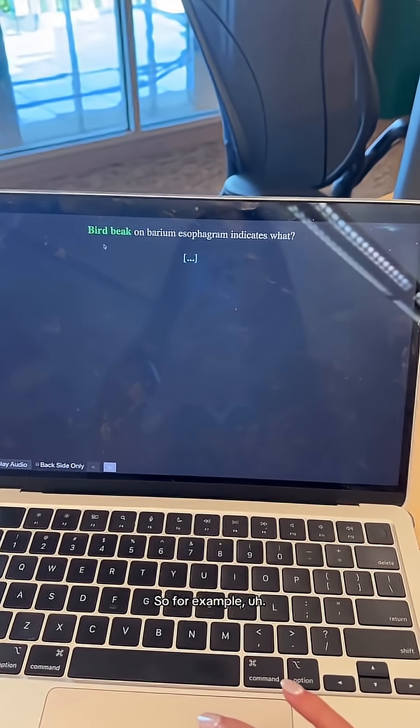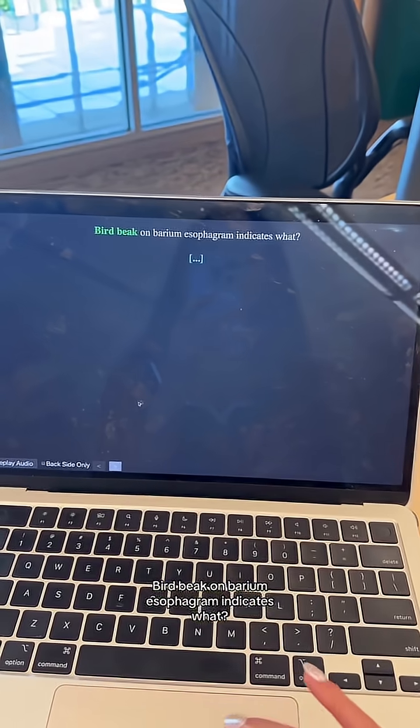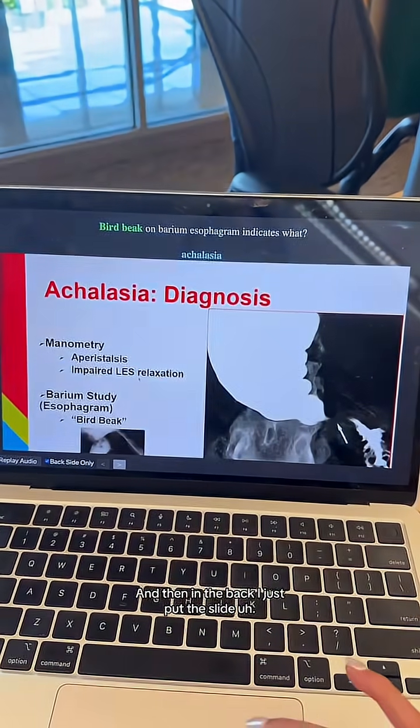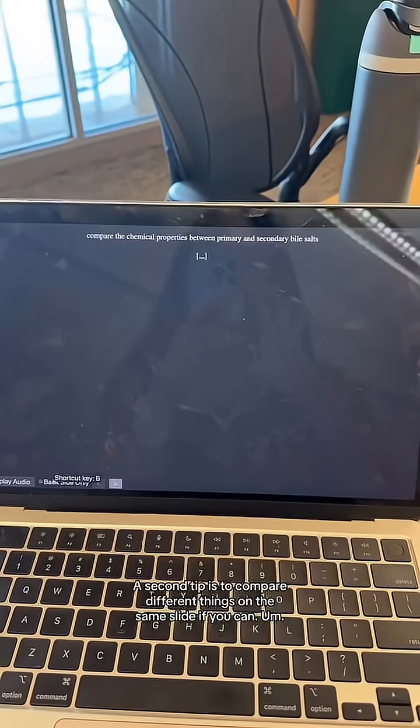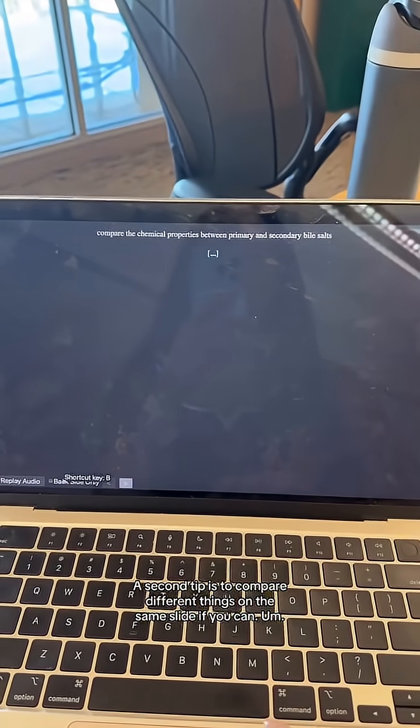So for example, "bird beak on barium esophagram indicates what?" And then in the back, I just put the slide, which corresponds to achalasia. My second tip is to compare different things on the same slide if you can.